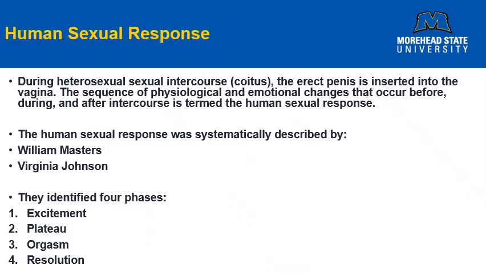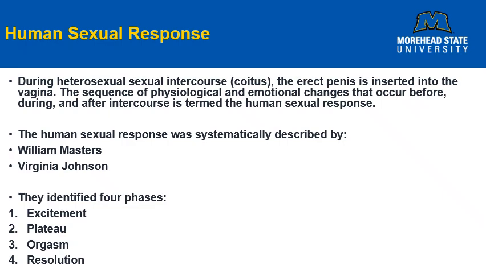During heterosexual intercourse, also called copulation or coitus, the erect penis is inserted into the vagina. The similar sequence of physiological and emotional changes experienced by both males and females before, during, and after intercourse is the human sexual response. The sexual response is designated into 4 phases: excitement, plateau, orgasm, and resolution.